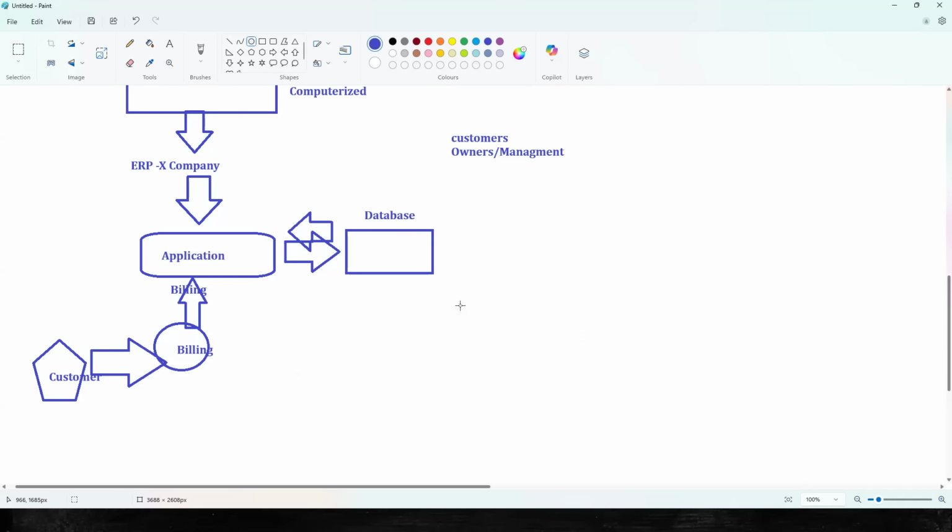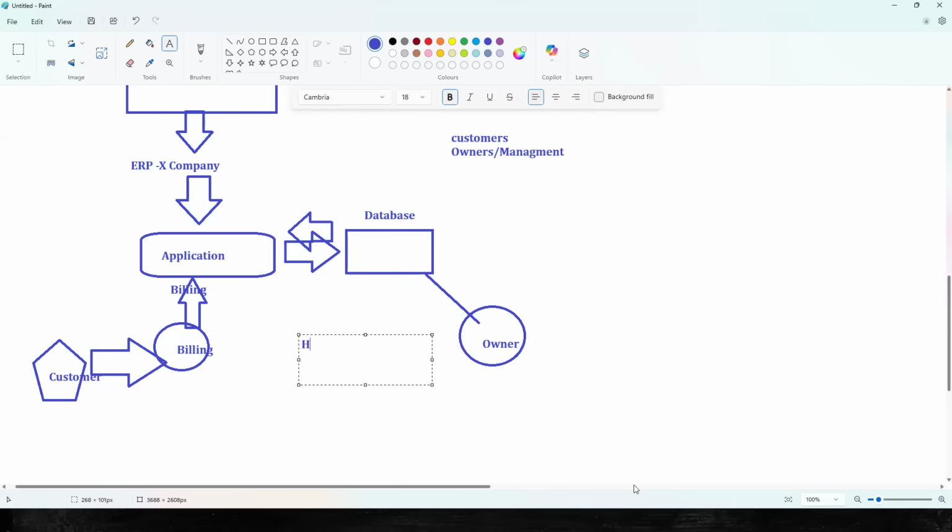Now here, there is one more person. This is the owner. This guy is billing. The owner is querying the same database. Then obviously, what is going to happen, this guy is also querying the database, but he doesn't want to query just normal data. He wants to query the last 5 years. Last 5 years, what are the sales, with a lot of filter conditions?